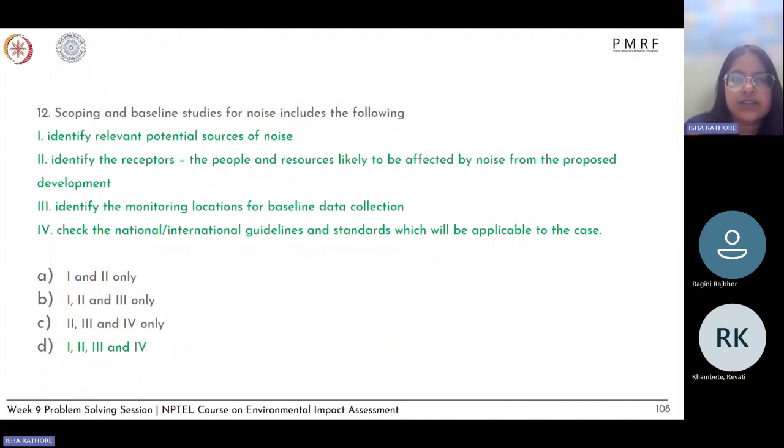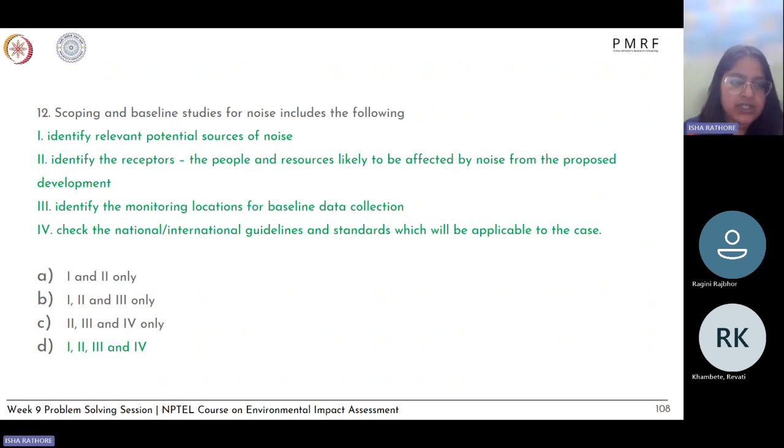That is, all of these are considered in the scoping and baseline studies for noise, including identifying the sources of noise, the receptors who are going to be exposed to this noise, then identifying the locations at which you're going to put up the measurement equipment, and using the national and international guidelines and standards to see what are the acceptable noise levels at different locations at different distances from the source of sound or noise. So D, all of 1, 2, 3, 4 is the correct answer. So all of these statements are true.